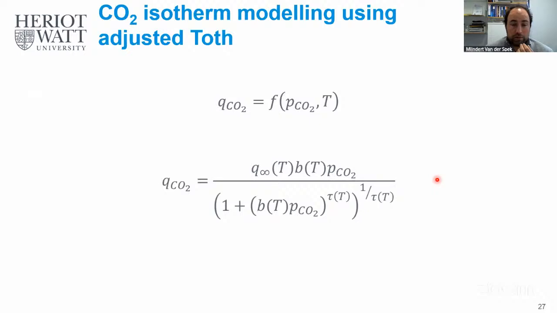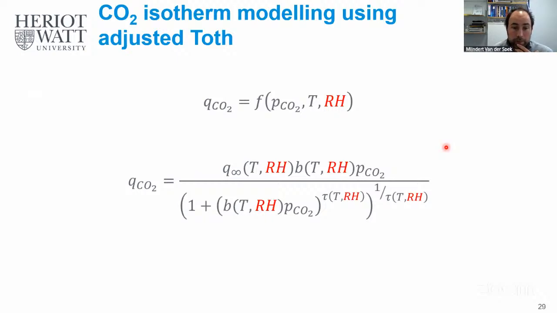So a normal isotherm is a function of the pressure of the CO2 and of the temperature, and here you have the Toth isotherm. What we did is we said, okay, we want to make this a function of relative humidity. We know or assume, and this is becoming more of an assumption than of knowing, because the more we know, the more we also know that it's not completely true, that water sorption isn't affected by the CO2 sorption. It is, but not dramatically. But that's actually a nice next research topic. And then we adjust the parameters to be a function of temperature and relative humidity, right?